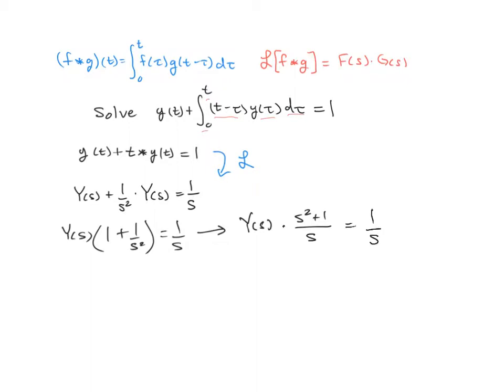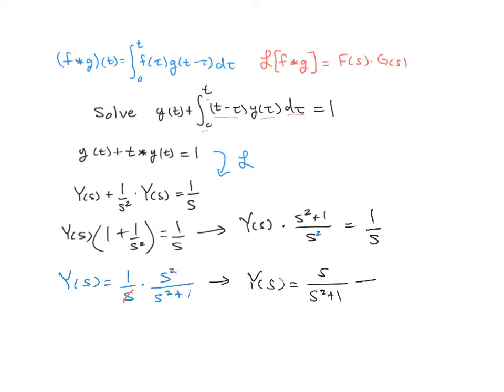We can now divide both sides by s squared plus 1 over s squared, which is the same thing as multiplying by the reciprocal. So when we do that, we end up with big Y of s is equal to the 1 over s already there, times s squared over s squared plus 1. You'll notice that we can lose one of the factors of s, and we end up with big Y of s is equal to s over s squared plus 1.